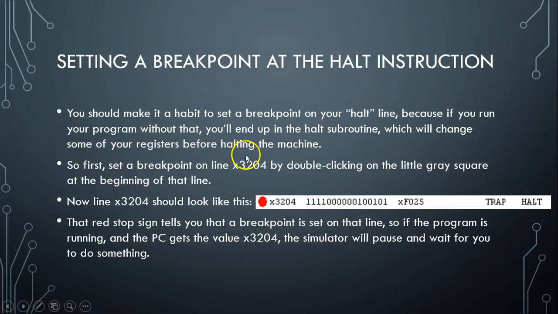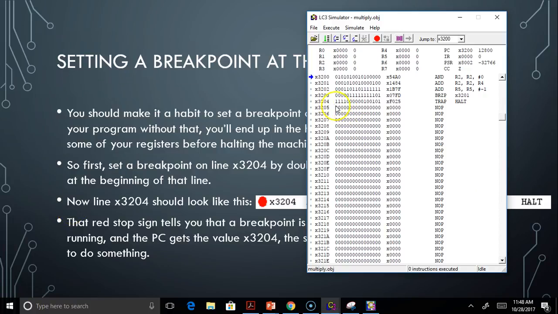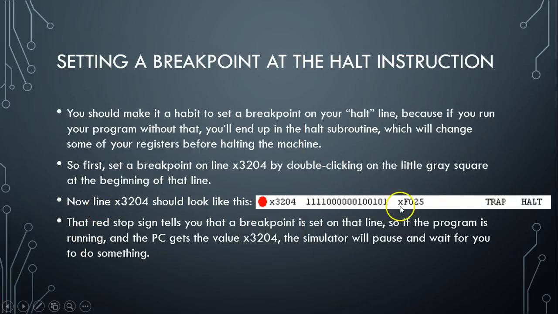So first we're going to set a breakpoint at line 3204 by double-clicking the little gray square at the beginning of the line. So let me just go there. So line 3204, there's a little gray square right here. If I double-click that, line 3204 now looks like this. All right, that red stop sign tells us that a breakpoint is set, so when the program is running and the PC gets to that value, the simulator will pause and wait for you to do something.